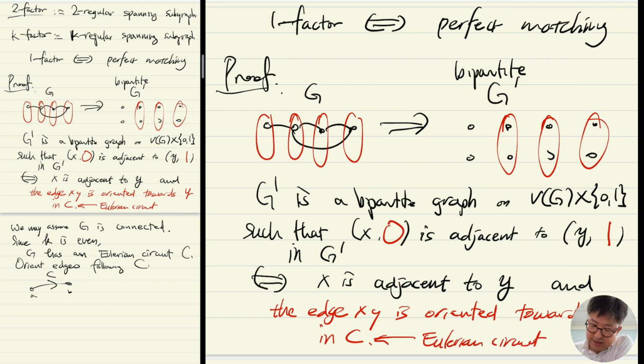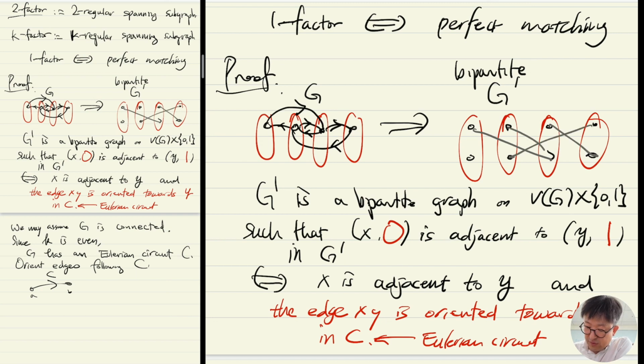So I need an example which is even. Okay, it's not a regular graph, but at least it's Eulerian. So how do I do that? Well, I first find the Eulerian circuit: 1, 2, 3, 4, 5, 6. Then I will follow the edges according to this orientation. This is the first edge, second edge, third edge, fourth edge, fifth edge, and sixth edge.